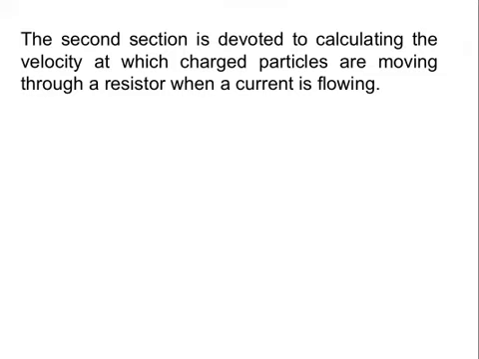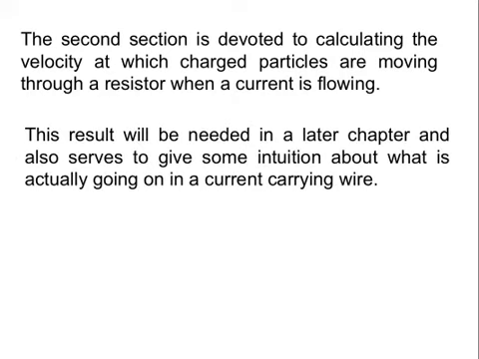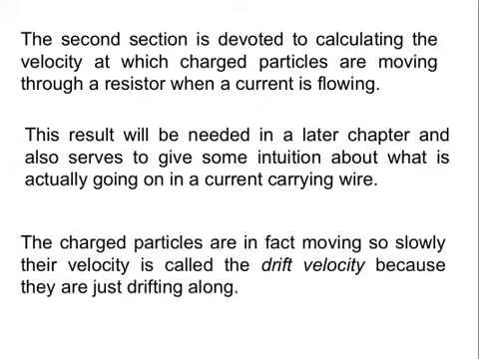The second section is devoted to calculating the velocity at which charged particles are moving through a resistor when a current is flowing. This result will be needed in a later chapter and also serves to give some intuition about what is actually going on in a current-carrying wire. The charged particles are in fact moving so slowly their velocity is called the drift velocity because they are just drifting along.